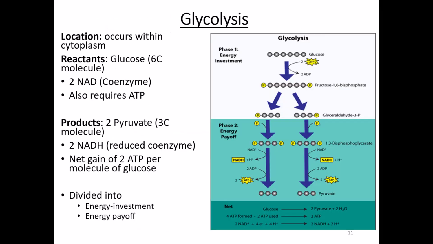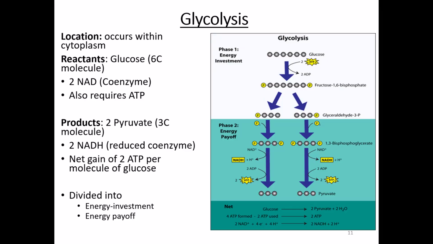So that brings us to glycolysis, which is that first reaction in cellular respiration. And for all of these reactions, we're going to focus on the location, reactants, and products of the reaction. So glycolysis does not happen in the mitochondria. Instead, it happens in the cytoplasm. Glycolysis needs glucose going in. It also needs NAD and ATP, and it produces 2 pyruvate, which is a 3-carbon molecule, 2 NADH, which is a reduced coenzyme, and you get a net gain of 2 ATP per glucose molecule that goes through glycolysis.